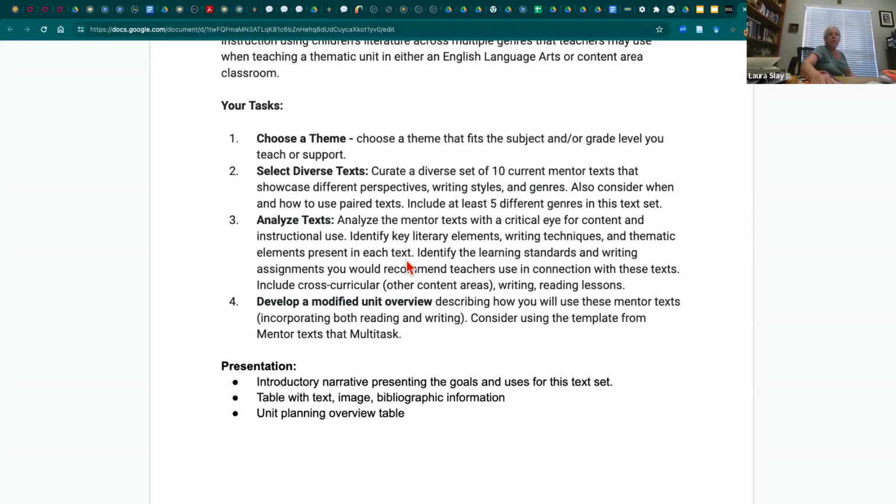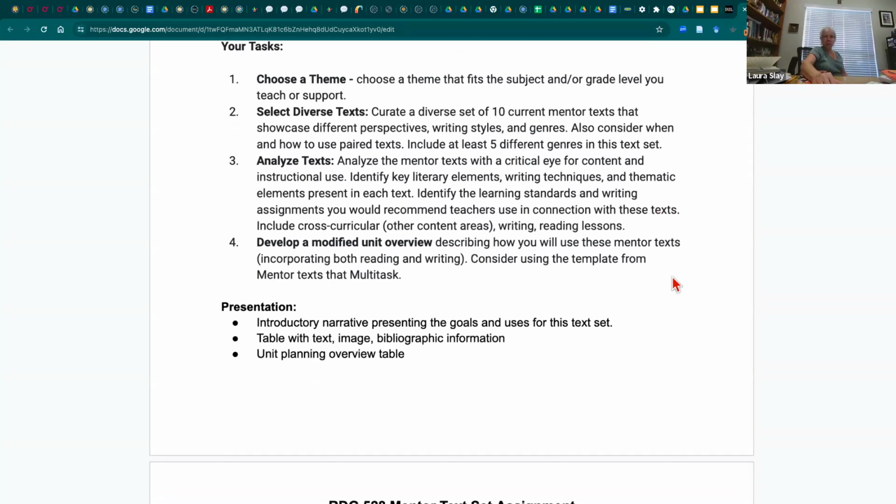If you need help with any of this, because you may not be familiar with the language arts TEKS, let us know. Identify the learning standards. So you're going to have to go visit your TEKS, and all of that's on the TEA website. And for the writing, you're going to identify the TEKS and the writing assignments you would recommend teachers use when you connect these texts together. Does that make sense so far?